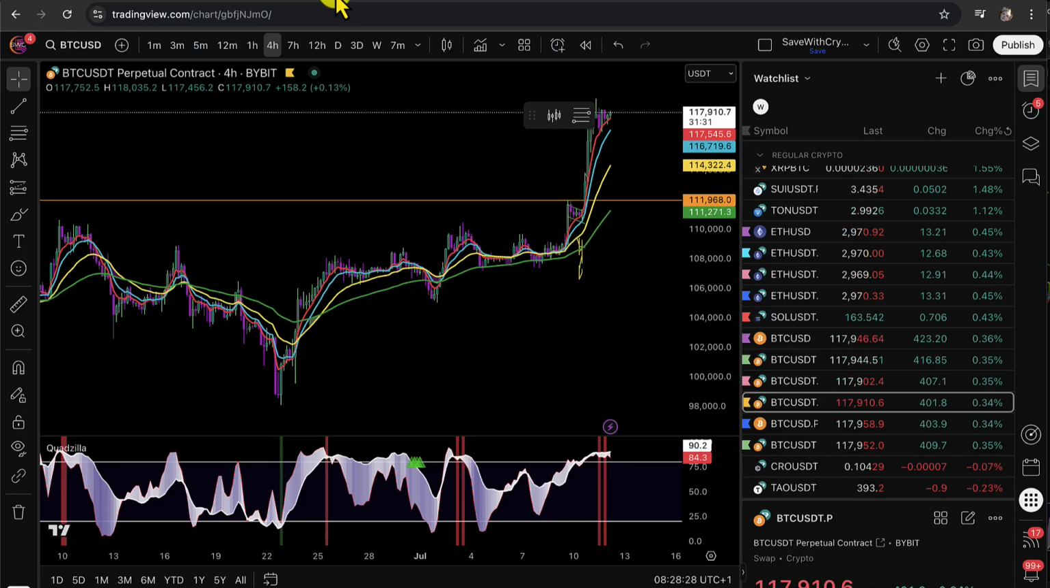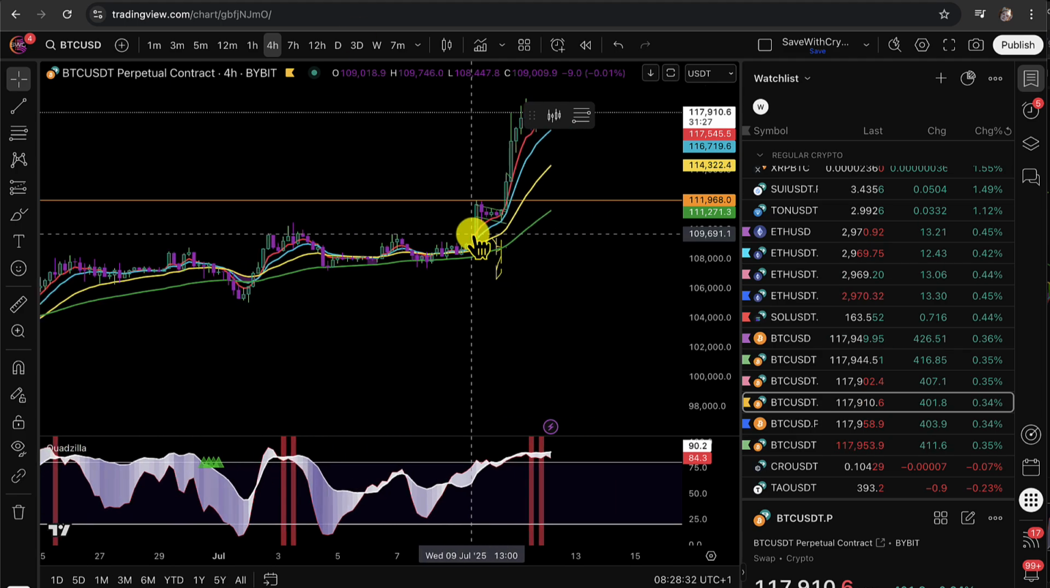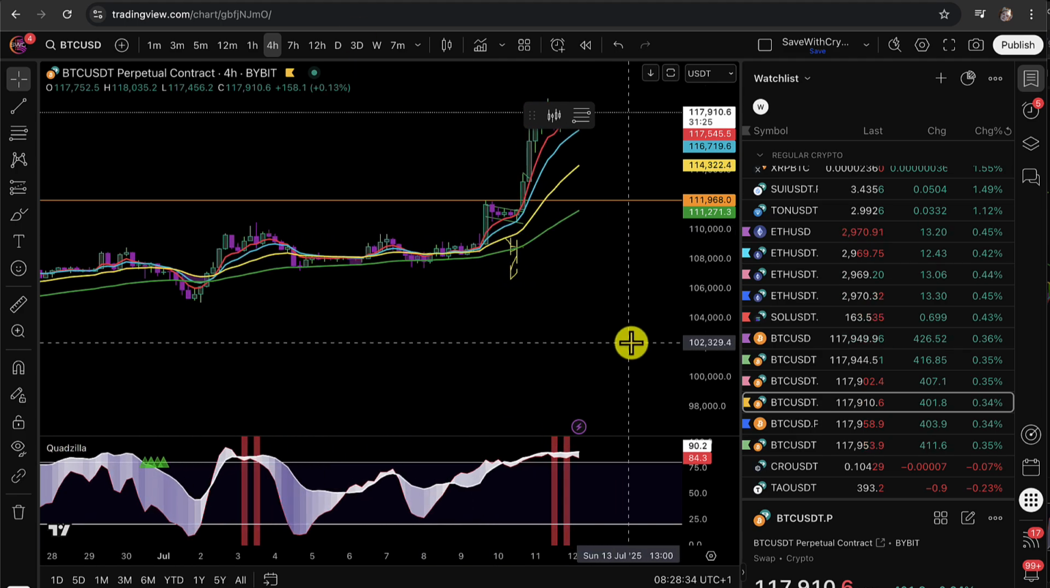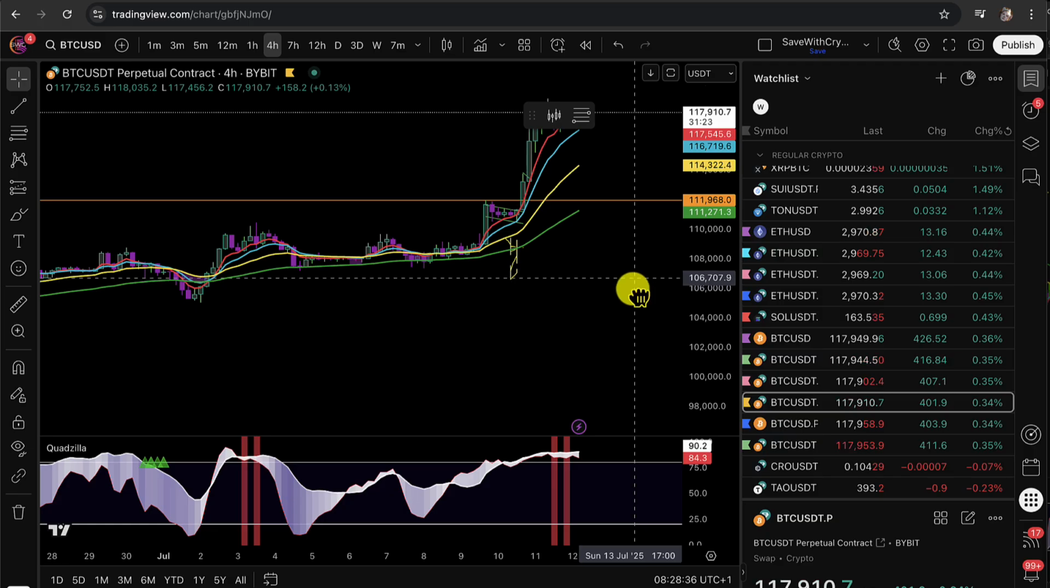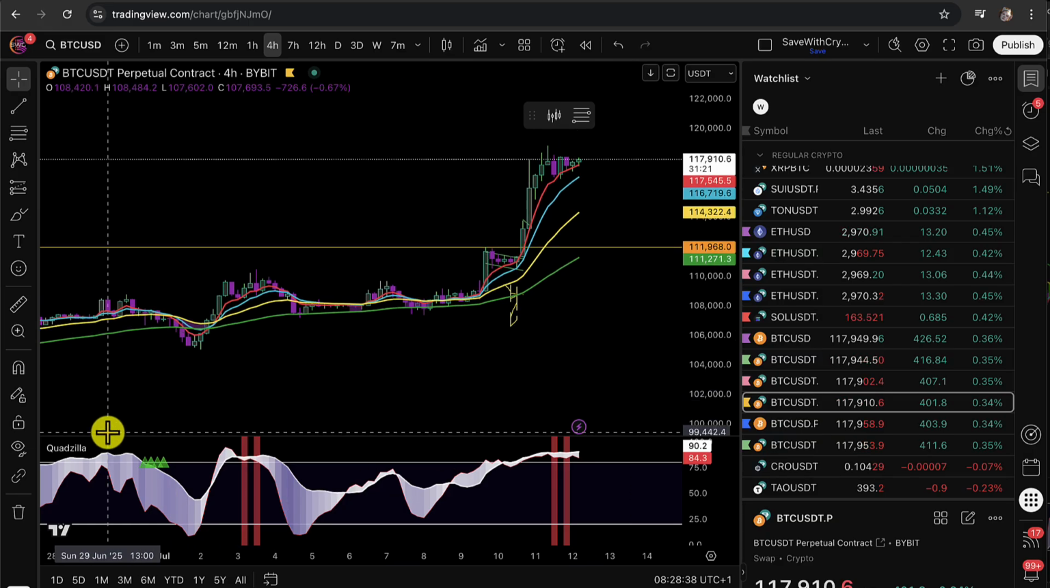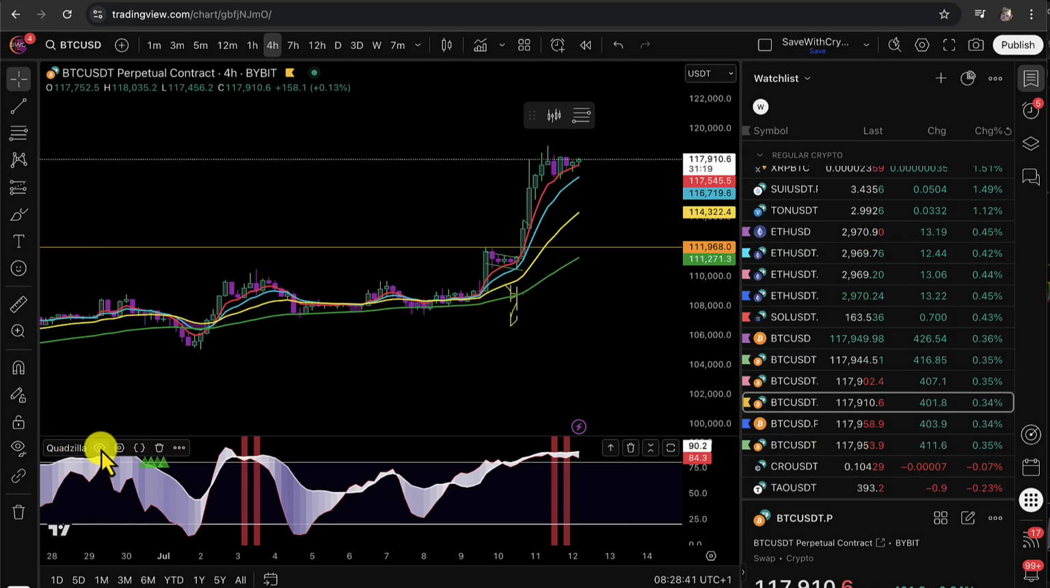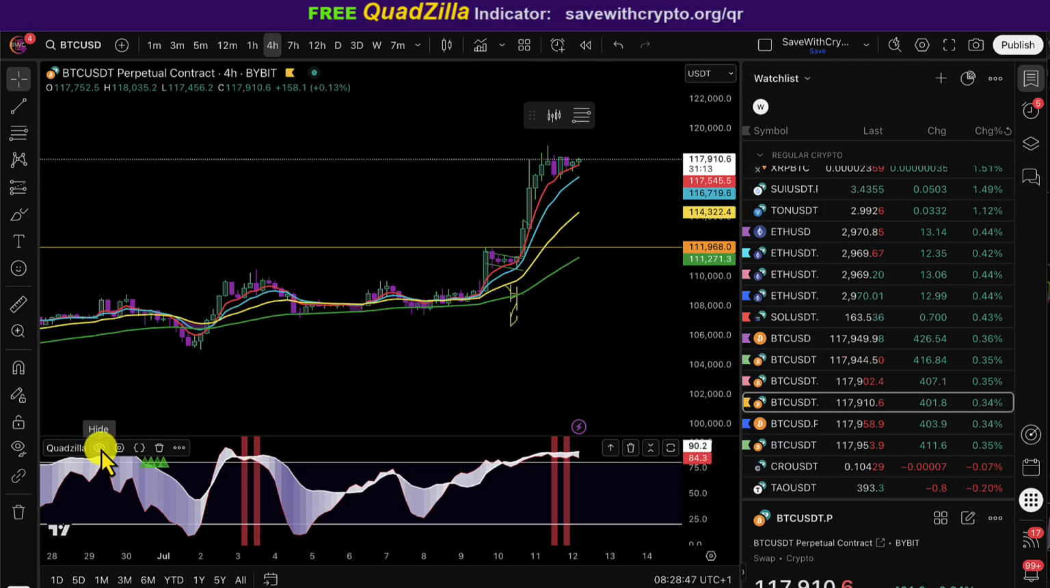But more importantly, how does the price of Bitcoin look? Well, it's looking very good, actually, I must admit. This is the 4-hour time frame. Now, this indicator you're seeing here is called Quadzilla. This is an indicator you can get by going to savewithcrypto.org/QR.